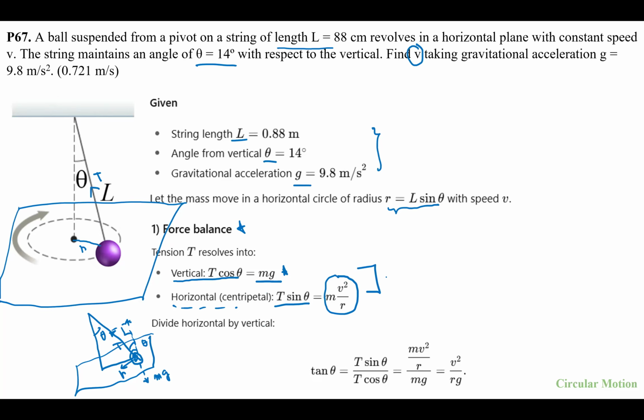So we have two equations, right? What we need to know is actually V. But in this case, T is not known as well. So basically, two unknowns with two equations, and then you can solve it. Anyway, what we can do is divide the horizontal by the vertical, and we find tangent theta is given in terms of this value.